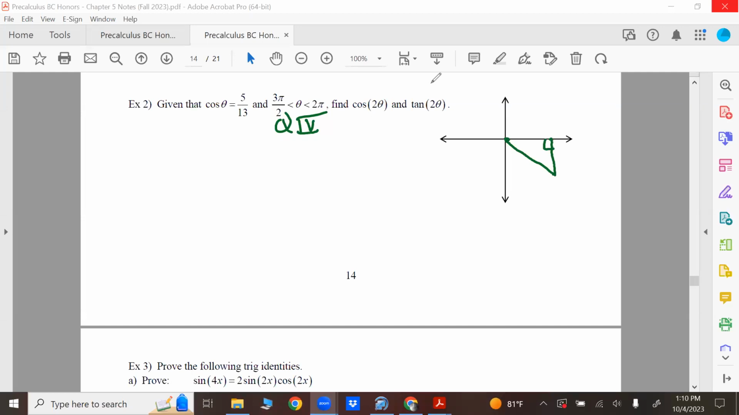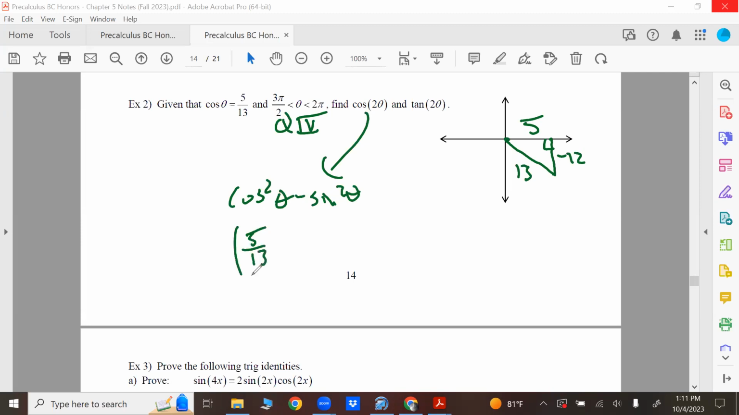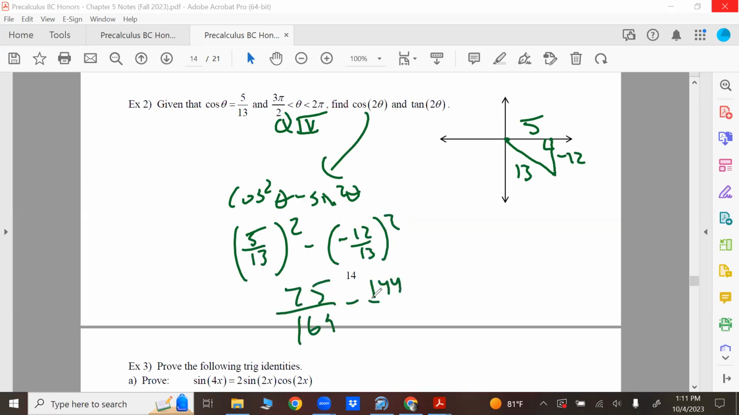So we're on example 2. We're in Q4 for theta. This is 5, this is 13, this is -12. So cos 2 theta. It's up to you what you want to do. You can use any variation. It doesn't really matter. But in this case, I'm squaring 5/13 and I'm squaring -12/13. Should have 25 out of 169 minus 144 out of 169. That is going to be -119 over 169.